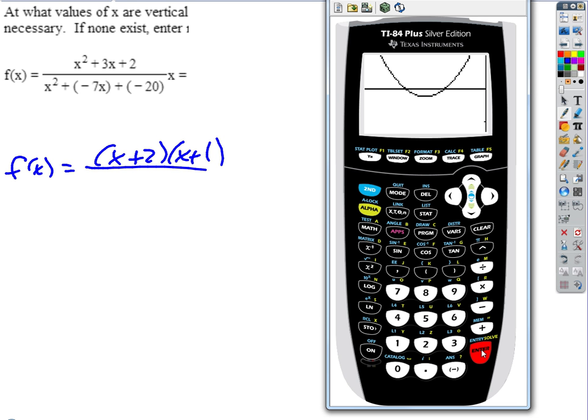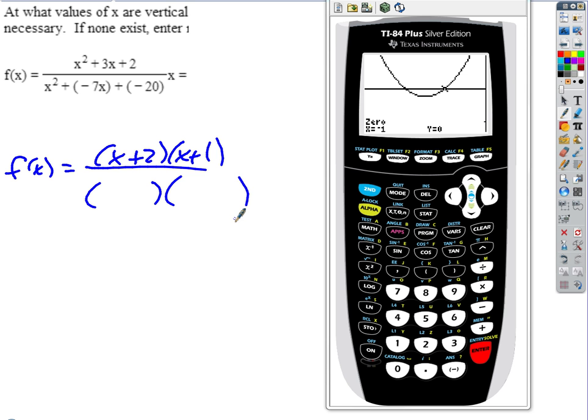Okay, so I could do that, top and bottom. Here I probably don't need to. That bottom factors also, doesn't it? What's the bottom factor into? Two numbers that multiply to -20 and add to -7. Oh, does it? No. Oh, it doesn't. Okay?